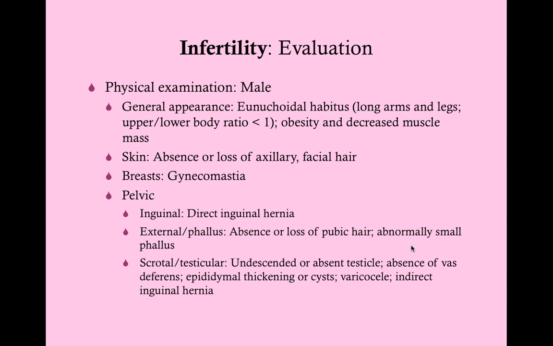Abnormally small phallus is going to be seen in Klinefelter's. Scrotal and testicular: if there's an undescended or absent testicle, if he's only got one testicle, that can cause a problem and may reduce the sperm count. Absence of vas deferens is not something that's really easy for a general practitioner to evaluate. So sometimes it may be useful to send these men out to a urologist who's got special experience in dealing with this. Epididymal thickening or cysts, you might use an ultrasound to look for that. Varicocele and indirect inguinal hernia are relatively easy to pick up on physical exam.